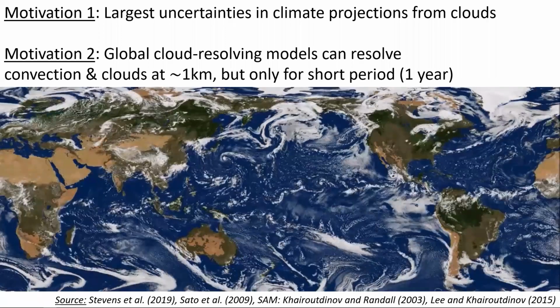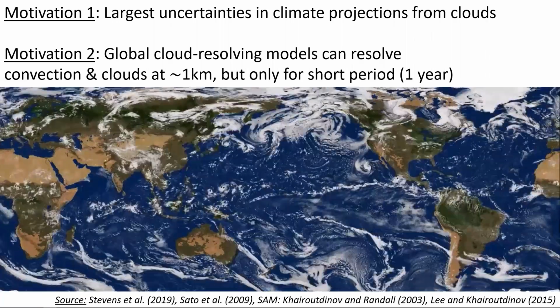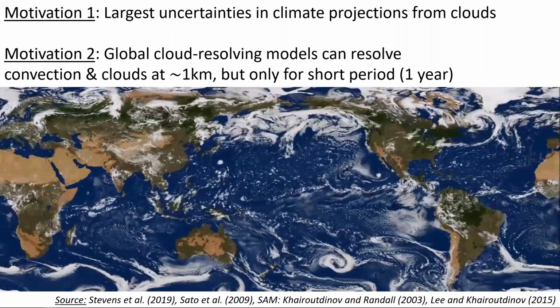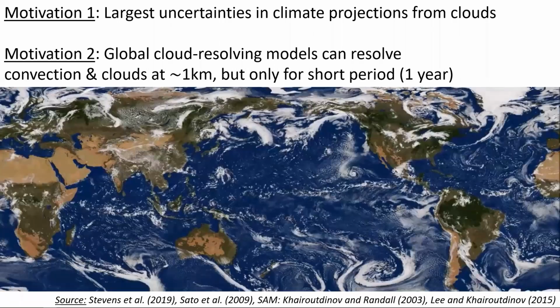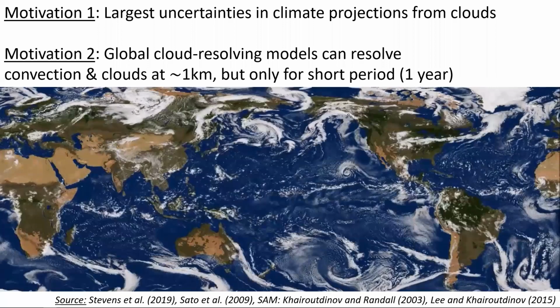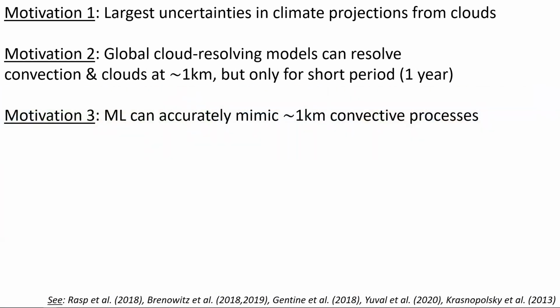The problem is this is so expensive that you cannot run this for hundreds of years, at least not until 2060. However, what it does give you is a ton of data, and that's a ton of data you can learn from with machine learning algorithms, which is the theme of today's session. And what you can do is you can train machine learning to accurately mimic the effect of the fine scale convective processes on the large scale climate.